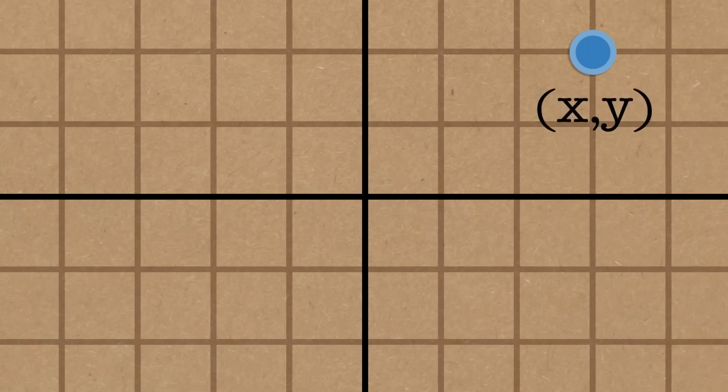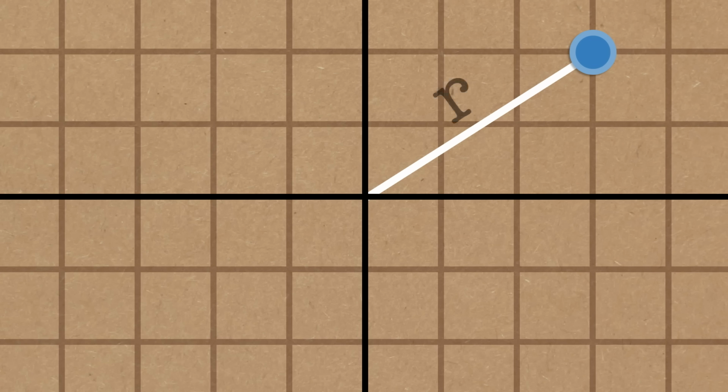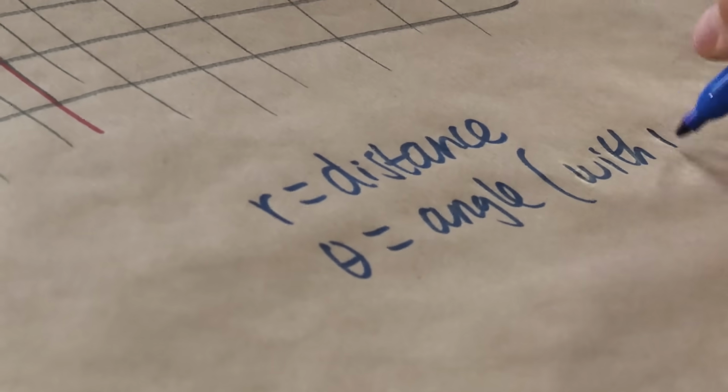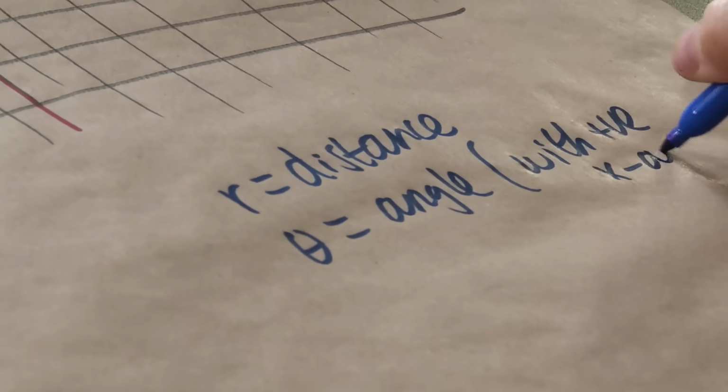Rather than thinking of this in terms of x and y, we're going to set up a different coordinate system. And this coordinate system, we're going to measure the distance to the point from the center, we'll call the distance r, and then we're going to measure the angle, which we'll call theta, with the positive x-axis. And it's always with the positive x-axis. That's just a decision we've made, a convention.